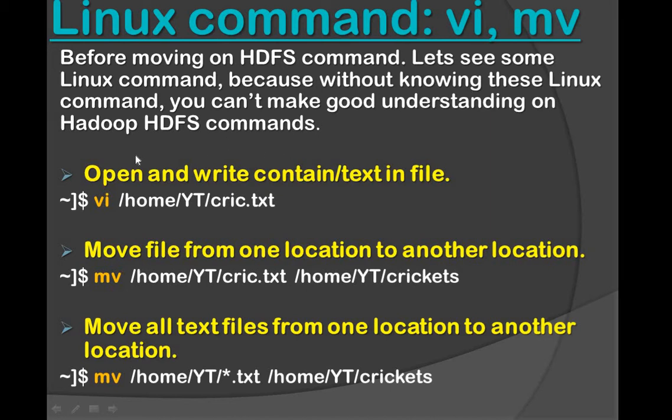So first we are going to see the vi command, that what vi command do. For open and write content or text in file we should use the vi command. We should also use the nano. So how we use the vi command? We first put vi, after that file name. The file name in which we want to write a content, we write the file name like this: vi slash home slash yt slash crick.txt file name.